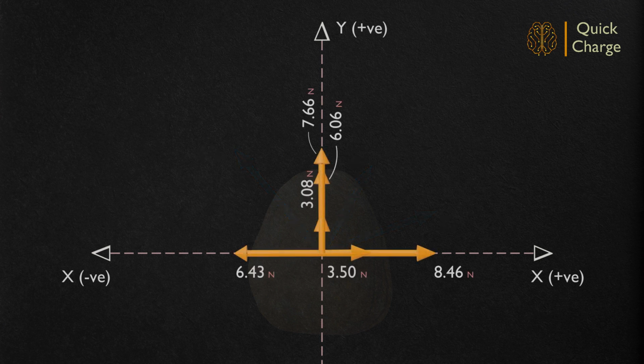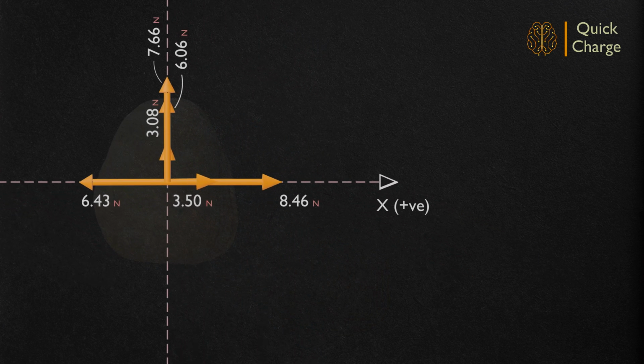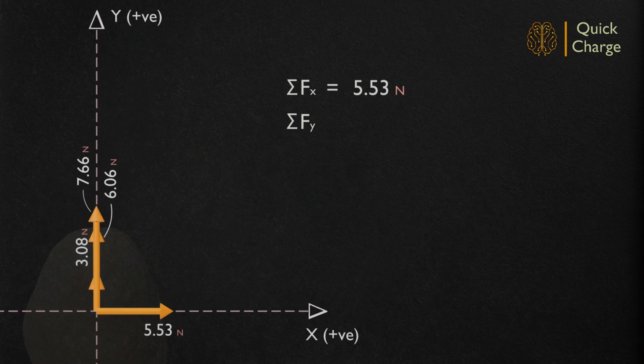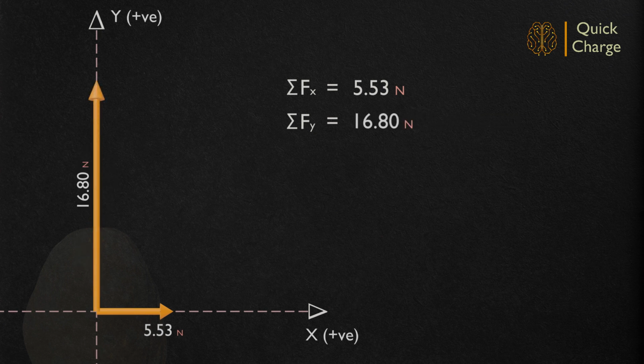So, this process of resolution transforms the forces in different orientation into a set of components along the horizontal and vertical axis. These collinear forces can be algebraically summed up to establish the net force in the vertical and horizontal directions. Let us call it as sigma Fx and sigma Fy. Sigma Fx will be 8.46 plus 3.5 minus 6.43. This yields sigma Fx as 5.53 Newton. And sigma Fy will be 3.08 plus 6.06 plus 7.66, which is equal to 16.80 Newton.